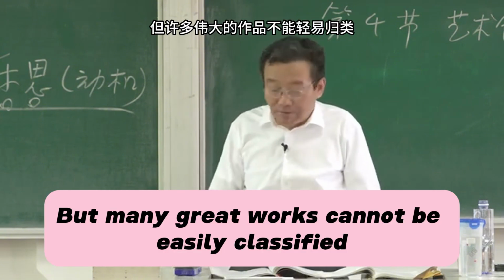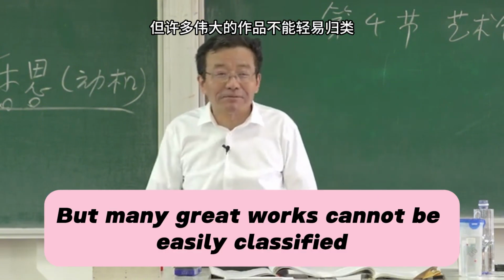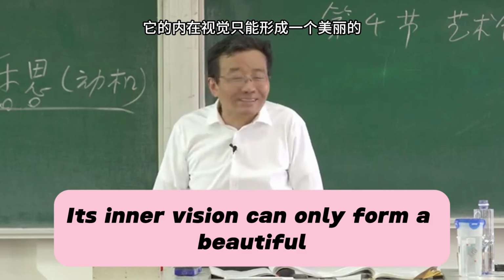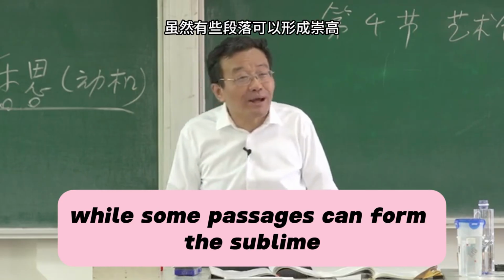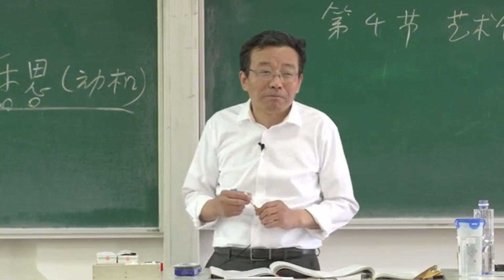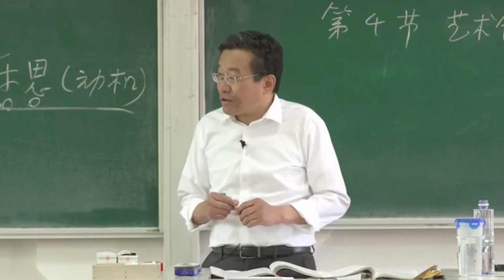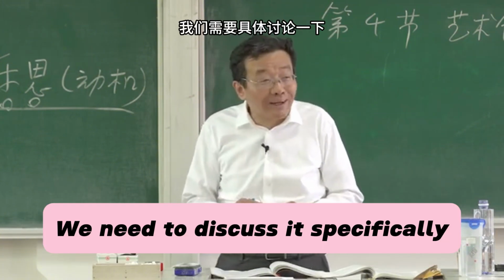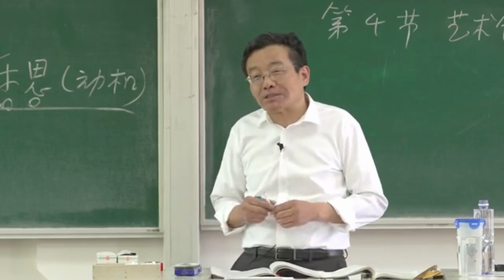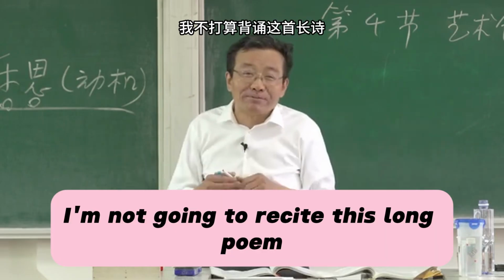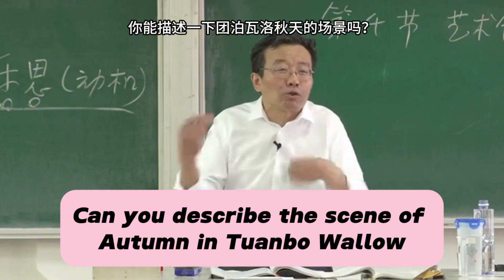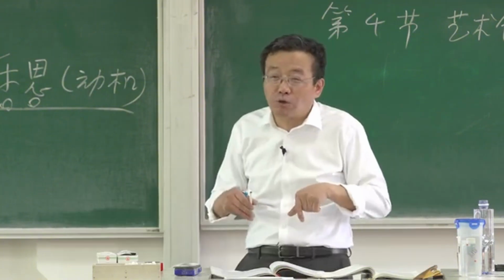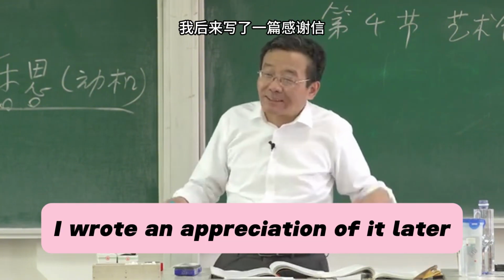But many great works cannot be easily classified. Its inner vision can only form a beautiful aesthetic image, while some passages can form the sublime. This cannot be generalized. We need to discuss it specifically. I'm not going to recite this long poem, you can read it. Can you describe the scene of Autumn in Tuanbo Wallow? I wrote an appreciation of it later.